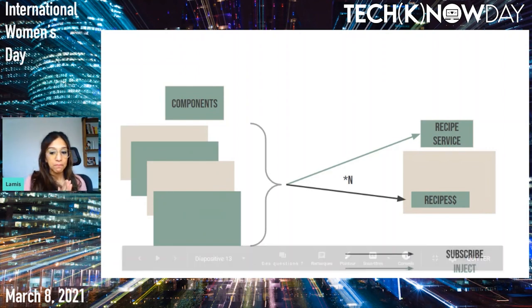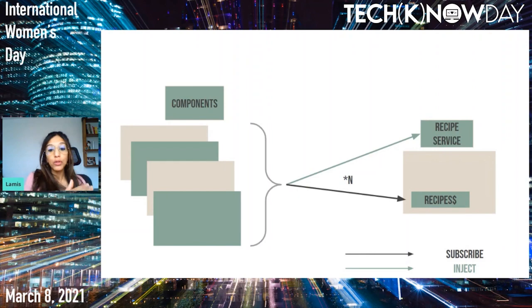And the components will subscribe to this stream by injecting the recipe service in the component itself. So maybe more than one component needs this stream. Let's say that more than one component needs the stream, and this service will be injected by many components.